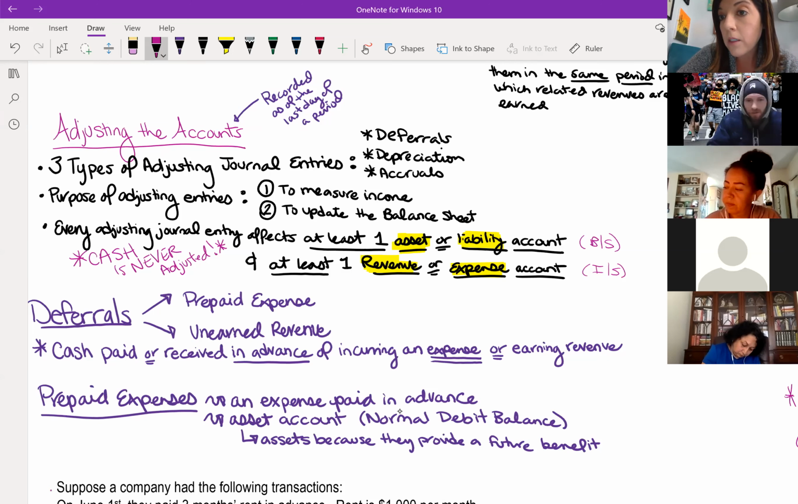Same goes for the expense. You've incurred an expense during a period of time. You haven't paid for it yet. So you're not going to pay for it until later. Cash doesn't change. So cash is never adjusted.